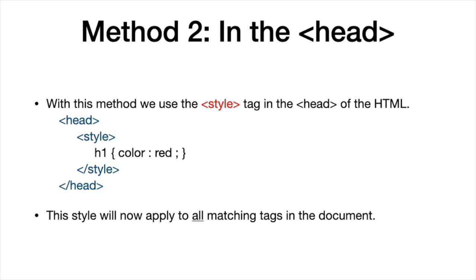Let's look at the second method, adding the CSS in the head of the document. With this method, we use the style tag inside the head of the HTML. So we can see here we have the head, and inside we have the style tags, and inside the style tags we place our CSS. This style will now apply to all matching tags in the document.